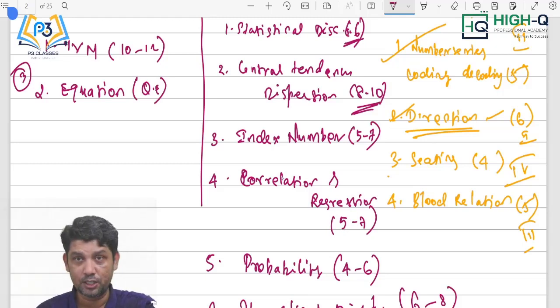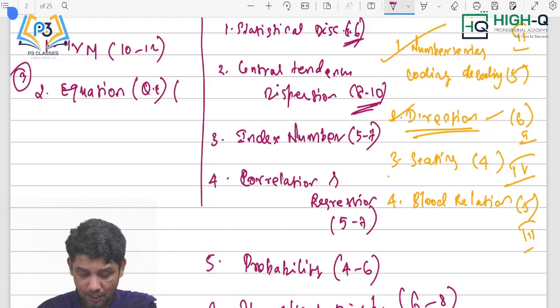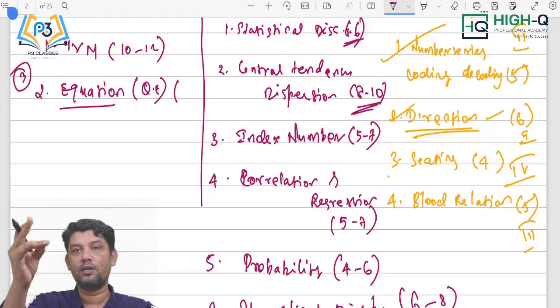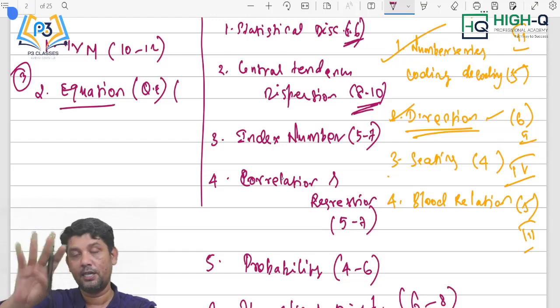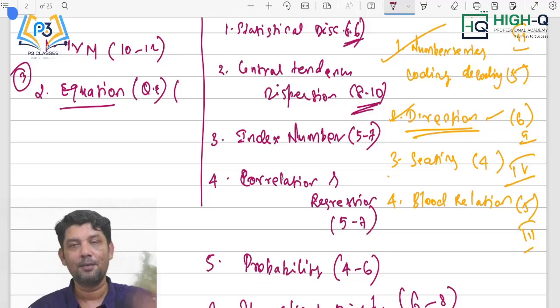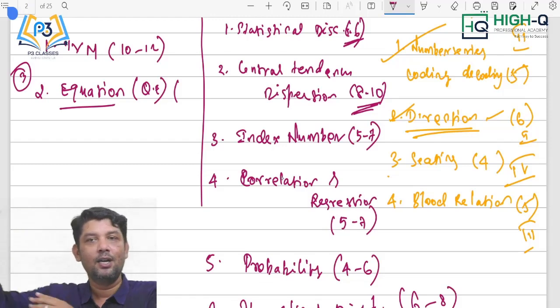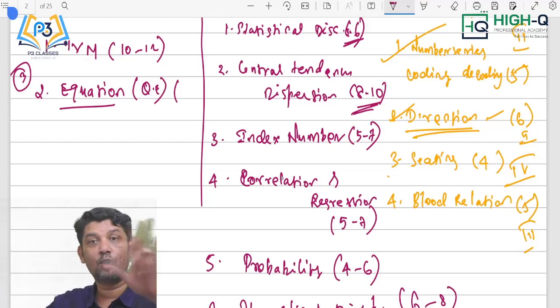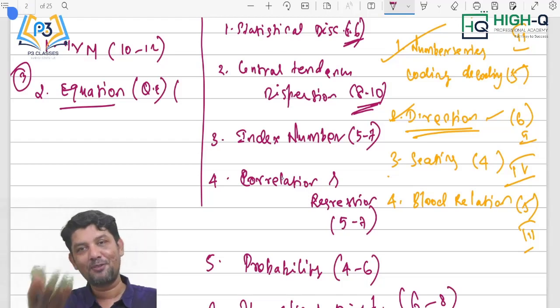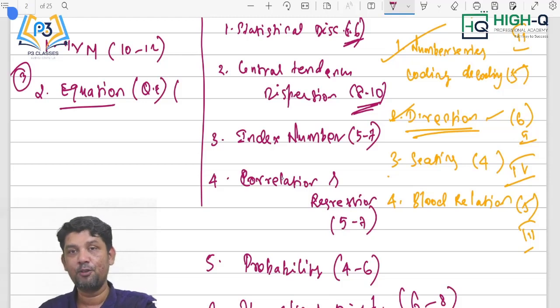So equation, quadratic equation. There are four types of equations: linear, quadratic, cubic, and biquadratic. But which one is more important? Quadratic. What we do is focus on linear, cubic, and biquadratic equations and ignore quadratic. But most of the questions are coming from quadratic only. I have seen a few people's material.